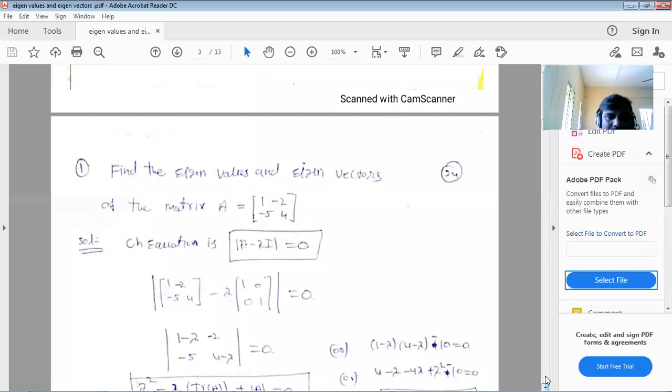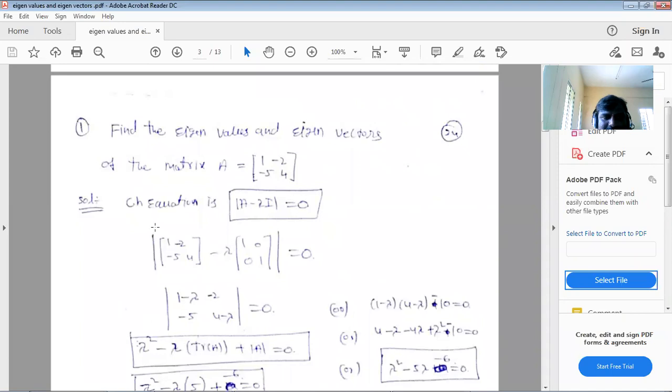Now, A is equal to [1, -2; -5, 4]. First you have to write down the characteristic equation: determinant of the matrix A minus lambda I is equal to 0. First I am writing what the A minus lambda I matrix is. Here itself I am finding it first. From the next problem onwards, I will write this step directly.